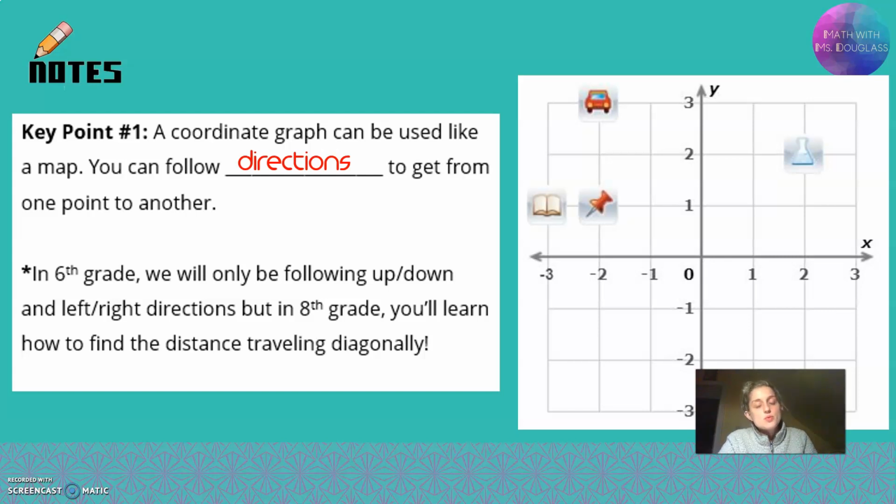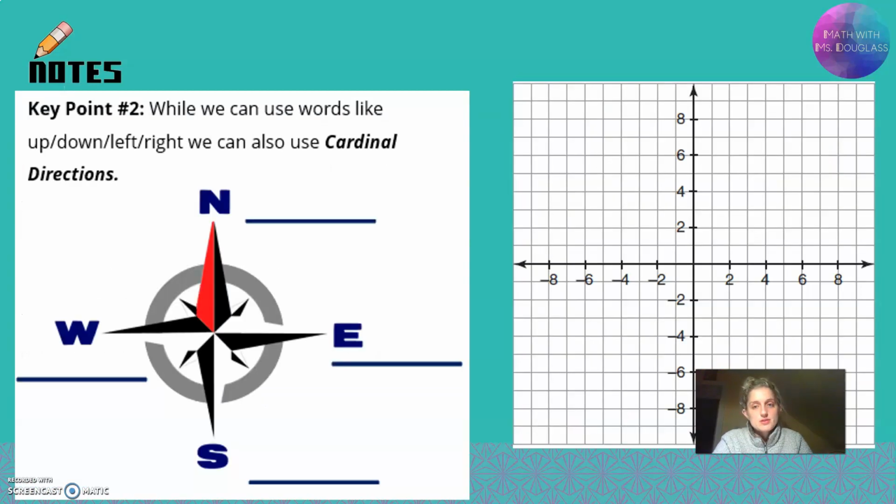And you can use words like up and down, left and right, but when we're looking at maps, we commonly use something called cardinal directions. So cardinal directions are like on a compass. They are north and south for up and down, and east and west for left and right.